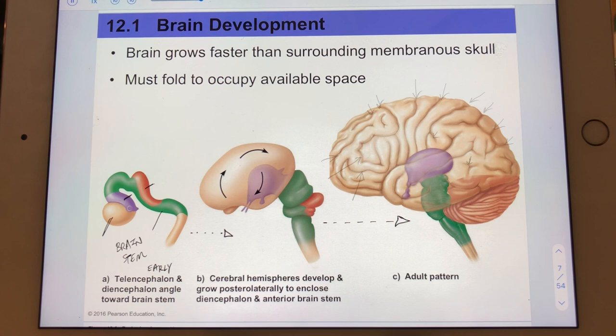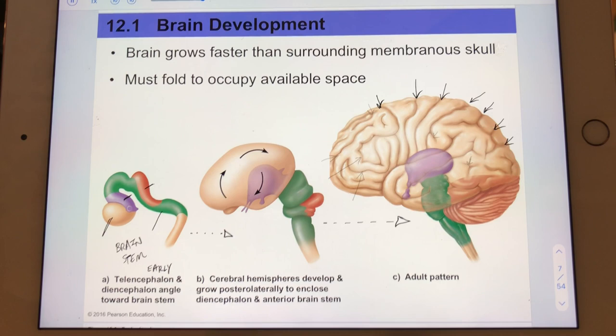What is that container that's already established that is limited in size? It's the skull, okay? And the relatively small size of the skull compared to the rapid expansion of the telencephalon into the cerebrum forces the surface of the cerebrum to become highly folded. That's why it's so folded.